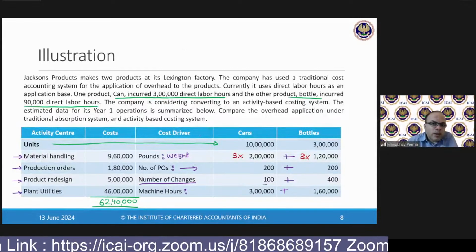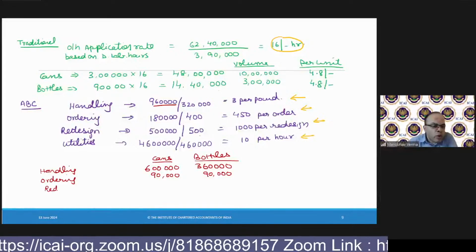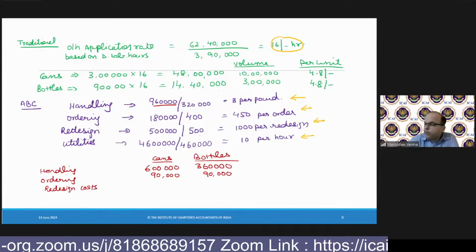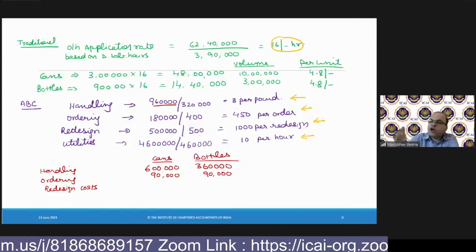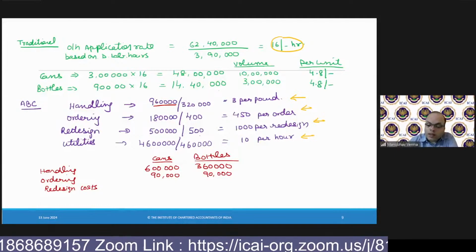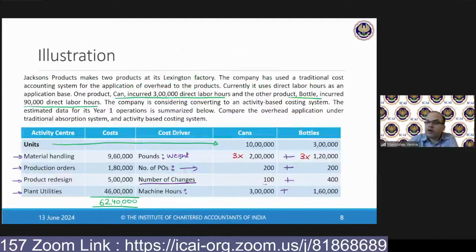So next, let's do one thing, guys. I want you guys to tell me, if I were to allocate the redesign cost, waiting for your responses, how much should I take for cans and how much should I compute for bottles here? Considering that we are talking about 1,000 per redesign here. Waiting for your responses for redesign.